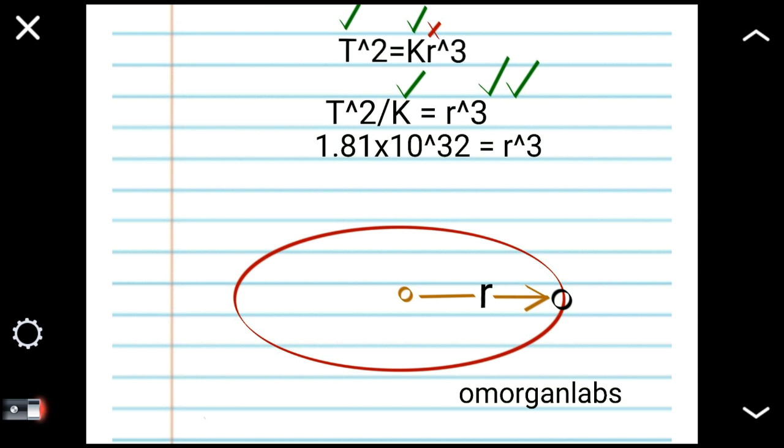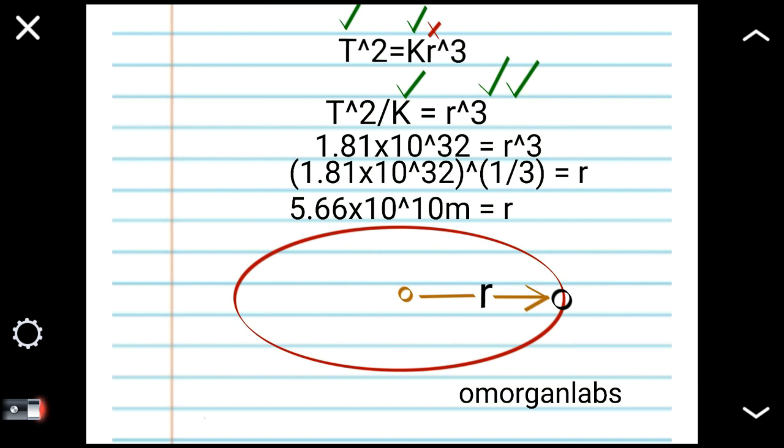Next step, algebra step. To get rid of this 3, you have to think, okay, we're raising it to a third power. So the opposite of raising something to a power, you do the reciprocal. So we take 1/3 and get rid of that cubed on the right-hand side. And we get 5.66 times 10 to the 10th meters.